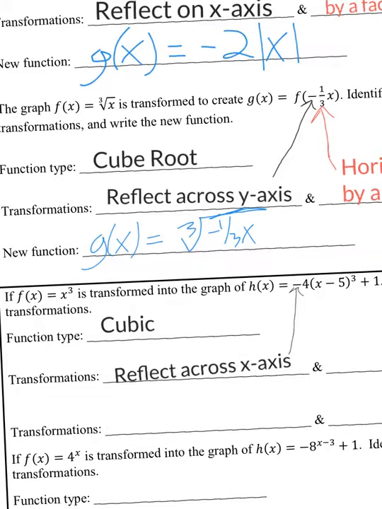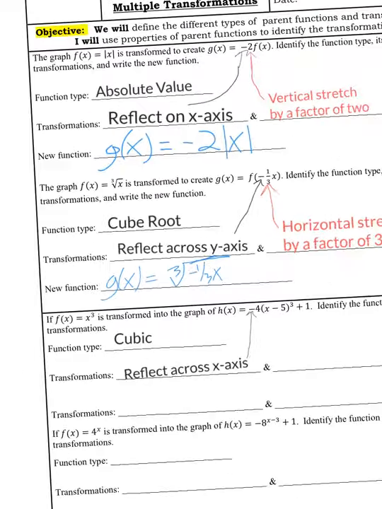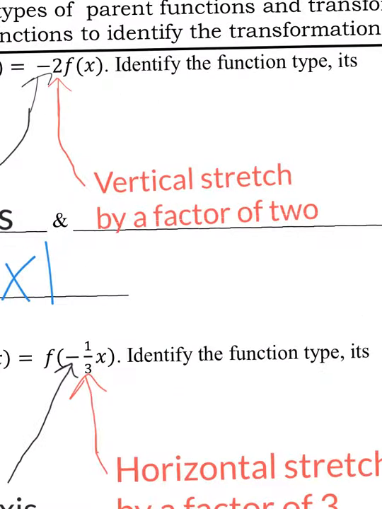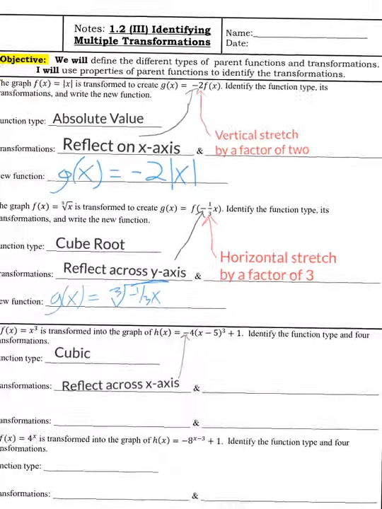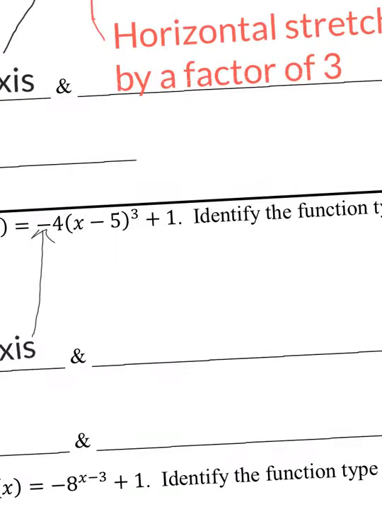And then we have a 4 on the outside. I know it's on the outside because it's not on the inside of the parentheses where the cube is going. If you have a number bigger than 1 multiplying on the outside, it'll be a vertical stretch like we did in the first example. So I'm going to say that the 4 is a vertical stretch by a factor of 4. And I'll write that in the second blank right there.